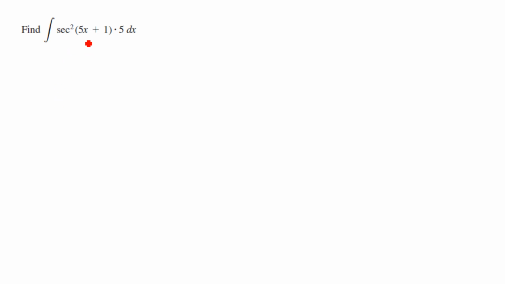Alright. We know the antiderivative of secant square x. So if we have u somewhere here, then we can find the antiderivative. So how to make it u? We substitute it as u. So let's make a substitution that 5x plus 1 is equal to u. Then by taking differential, 5 dx is du.